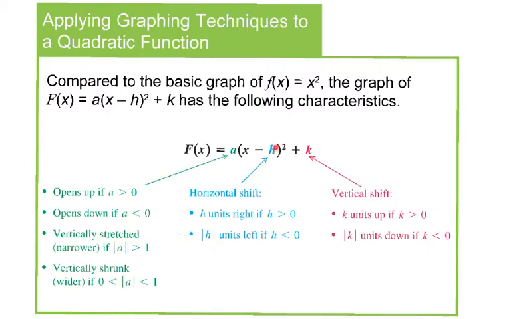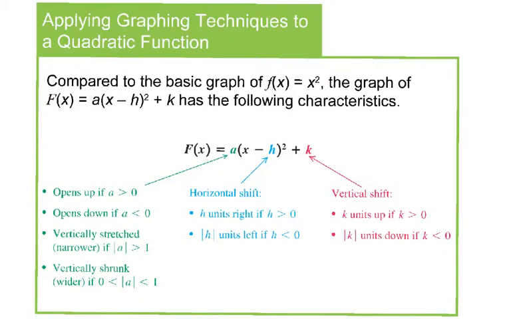And then this value of h right here is our horizontal shift, and it either moves to the left or to the right. And then this value of k, that is our vertical shift. It moves up or it moves down.